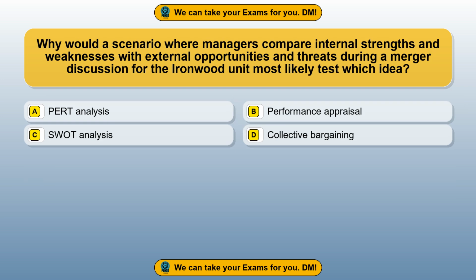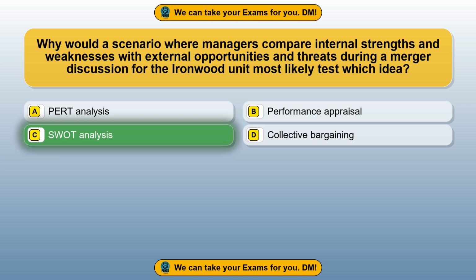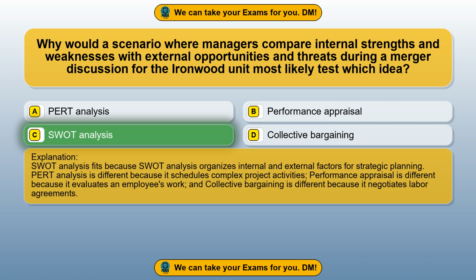Question 25. Why would a scenario where managers compare internal strengths and weaknesses with external opportunities and threats during a merger discussion for the Ironwood unit most likely test which idea? Option A, PERT analysis. Option B, performance appraisal. Option C, SWOT analysis. Option D, collective bargaining. The correct answer is option C, SWOT analysis. SWOT analysis fits because SWOT analysis organizes internal and external factors for strategic planning.